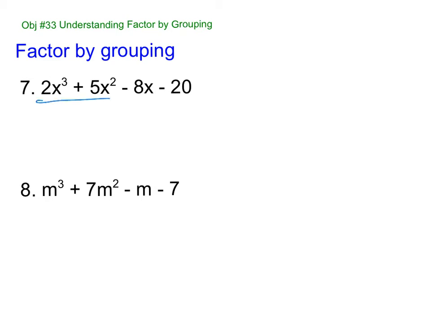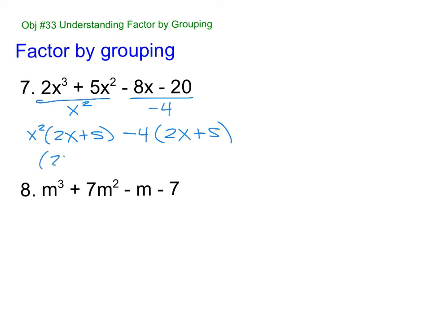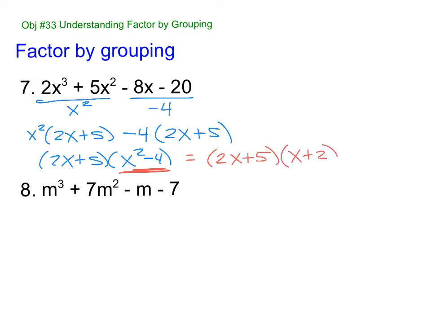All right, so my GCF here is x squared. My GCF here is minus 4. So x squared, 2x plus 5, minus 4, 2x plus 5. So we get 2x plus 5, and then x squared minus 4. Now in this case, you have to factor again. X squared minus 4 is the difference of two perfect squares. That's a dots. You have to factor that. So 2x plus 5, and then x plus 2, x minus 2.